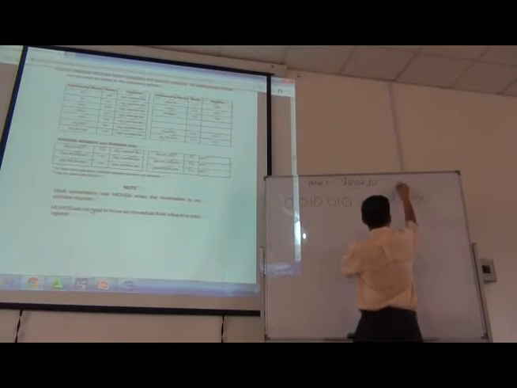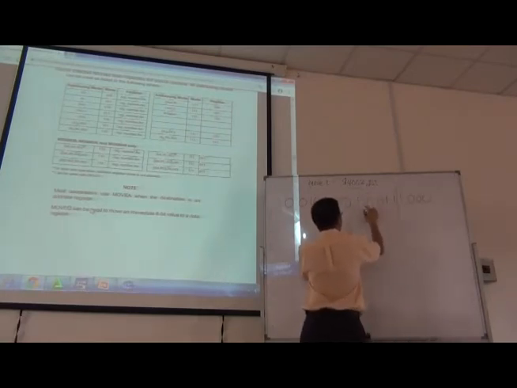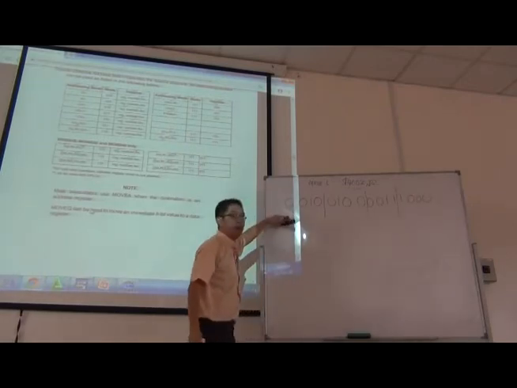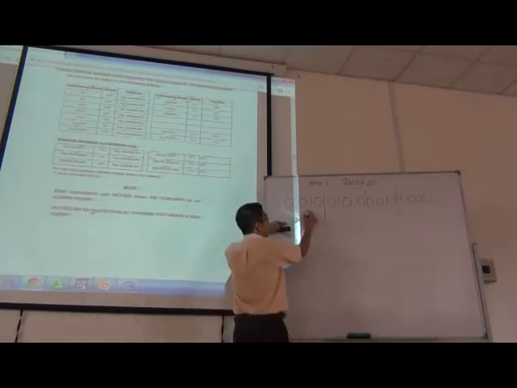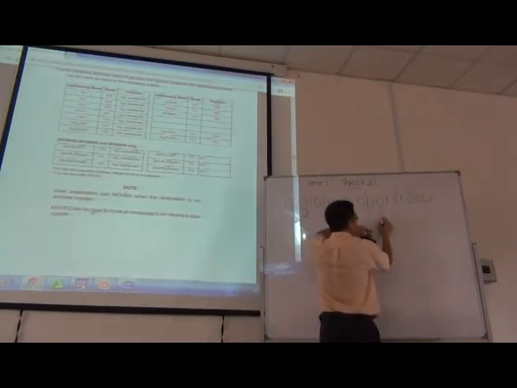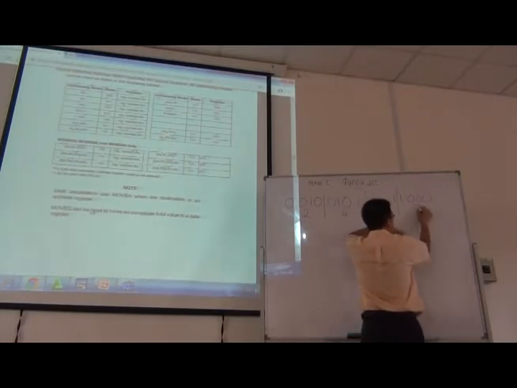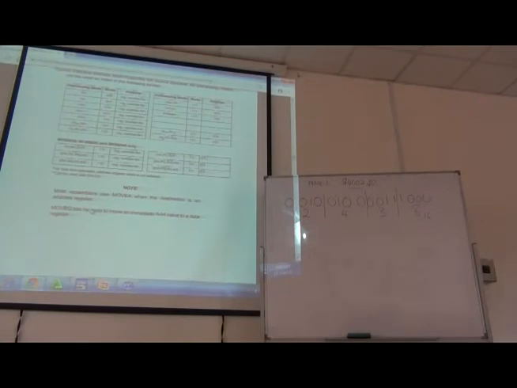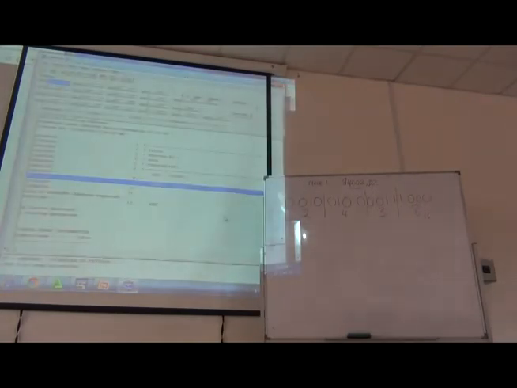1 2 3 4. 1 2 3 4. 1 2 3 4. And you can change to hexa. This is equivalent to 2. This is equivalent to 4. Is it correct on the machine code? Look at the result for the machine code just now. Yes. It's 2438. Got it?